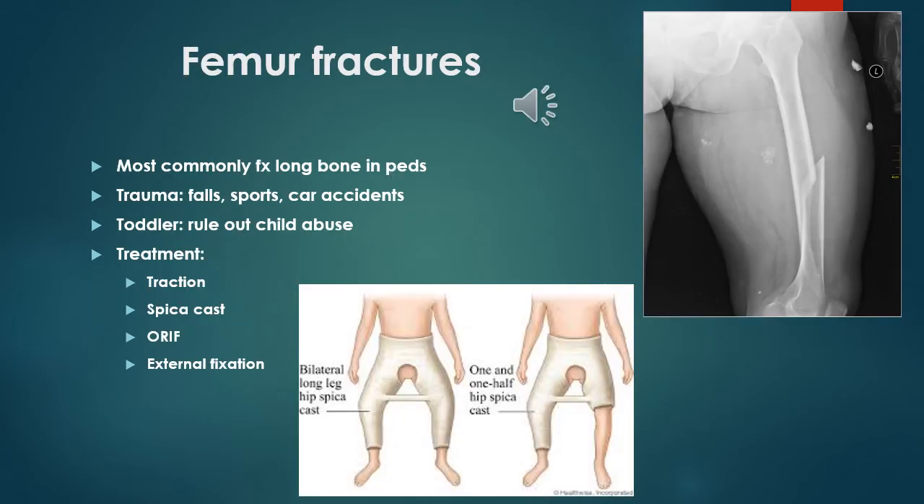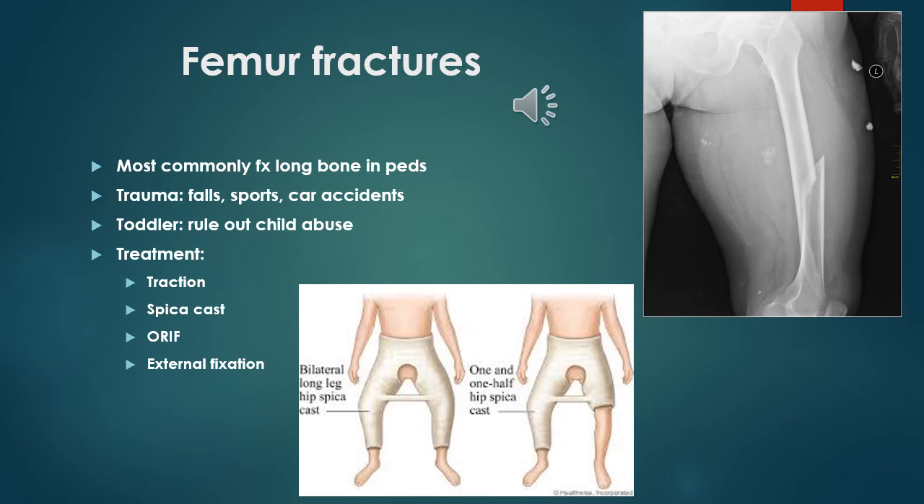Moving on to femur fractures, these are the most common fractures for long bones in the pediatric population, and it is more common in the summer months because this is when children are more active, and they're typically going to happen from traumas such as falls or sporting accidents, and they can also happen from car accidents. If there is a femur fracture in a toddler, child abuse must be ruled out. Treatment options for a femur fracture include traction, a Spica cast, which we're going to review on the next slide, ORIF, and external fixation, so pinning.